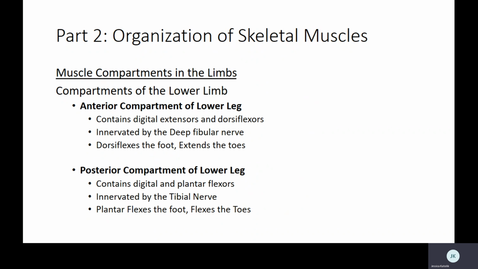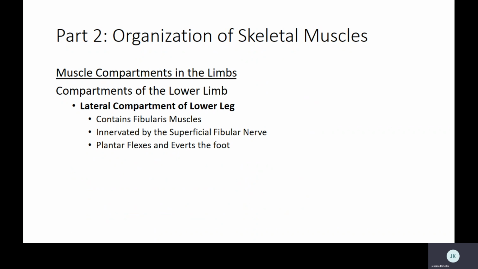All right, now let's go to the compartments of the lower leg. The compartments of the lower leg are also going to be an anterior and posterior compartment, but rather than having a medial compartment, we're going to have a lateral compartment. So this is going to be away from the midline, on the outside of the lower leg.